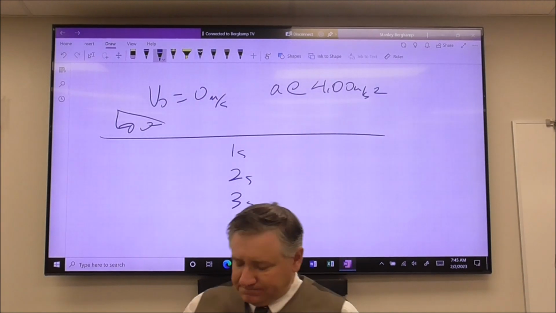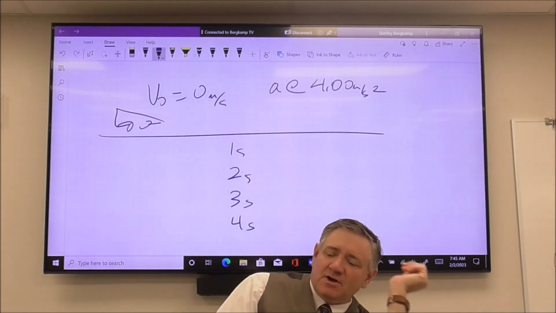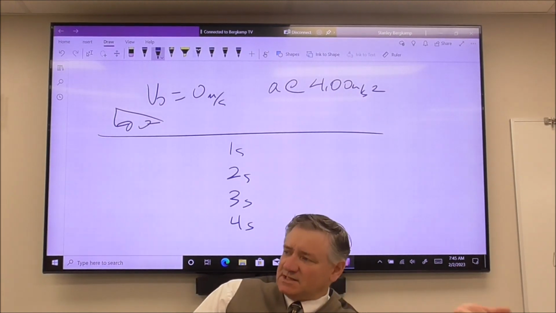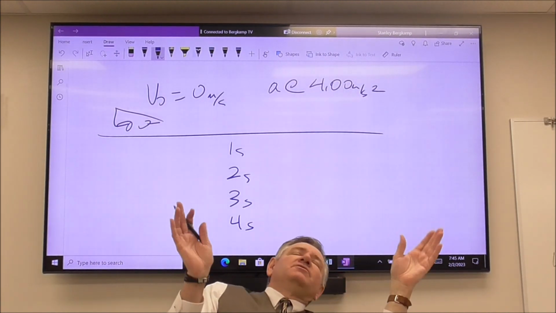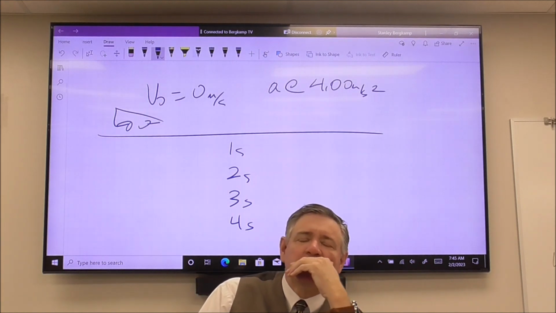So imagine this. You're in the carrot car. We're at rest. We're going to press down on the gas pedal. 4 meters per second squared is a fairly decent acceleration. It isn't like throw your back into the seat kind of thing, but it's a fairly decent acceleration.